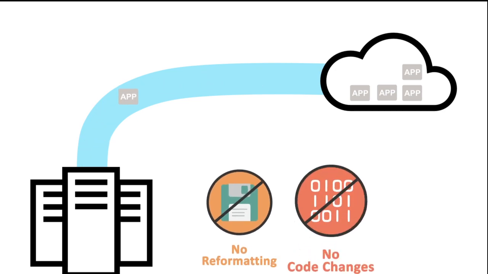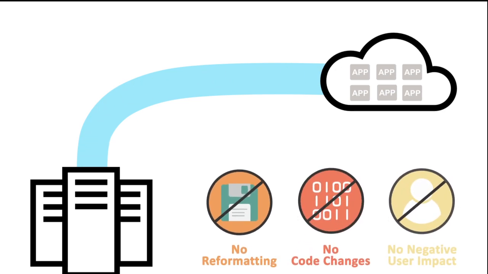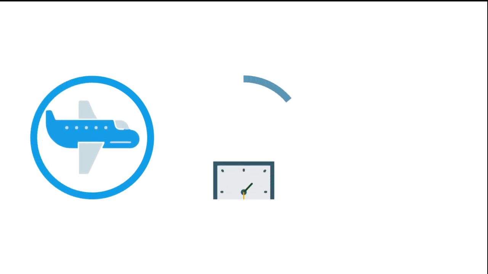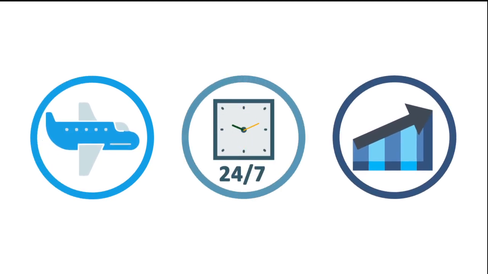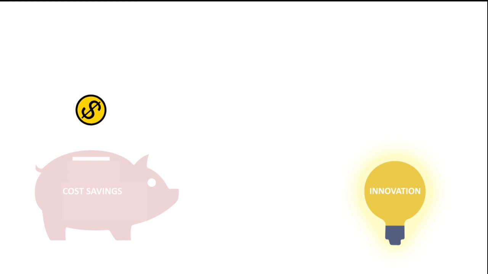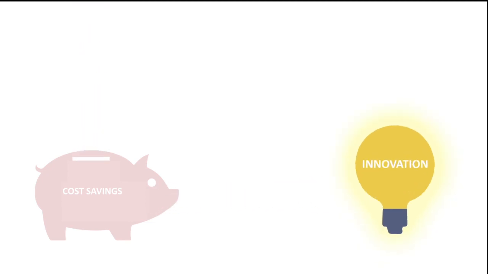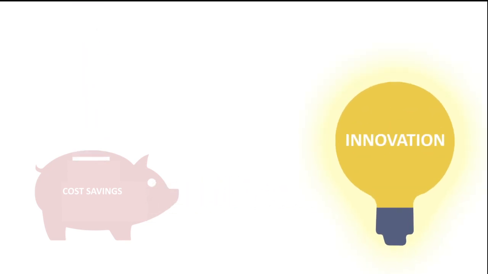Luckily, there's a way out. You can rehost with OpenFrame and lift and shift your applications to the cloud with no reformatting, code changes, or negative user impact. You'll gain the agility, reliability, and scalability of an open, modern system and apply the cost savings toward innovation instead of legacy system maintenance.